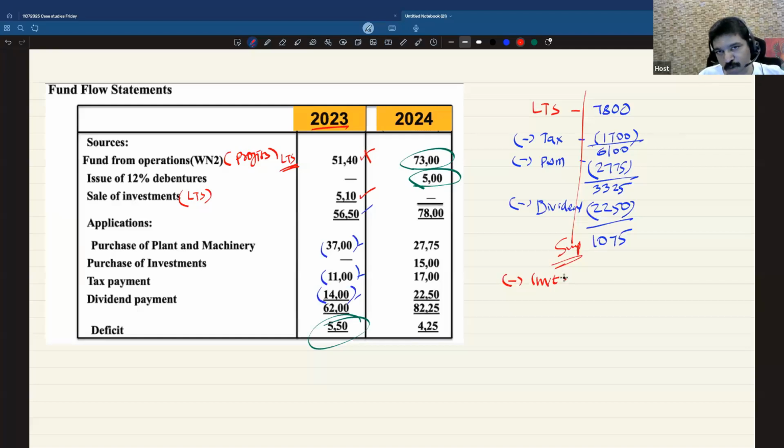Investment means it is outside the company, not within the company. And what is the money they have invested? It is 1,500. They've invested 1,500 when they have only 1,075. So they landed in a shortage of 425. Yes or no? They landed in a shortage of 425. So in this case, the only mistake they have committed is the investment.